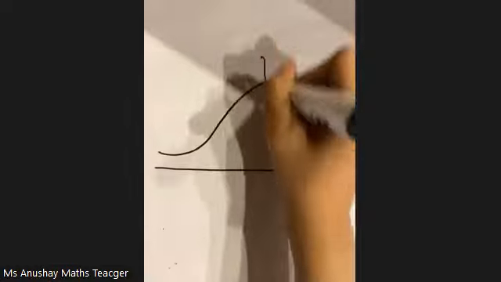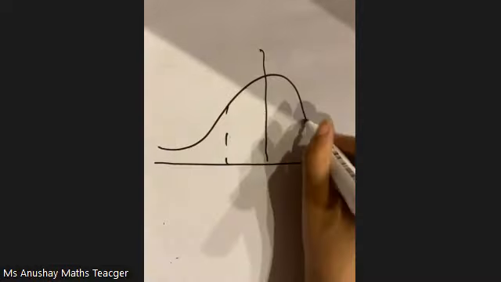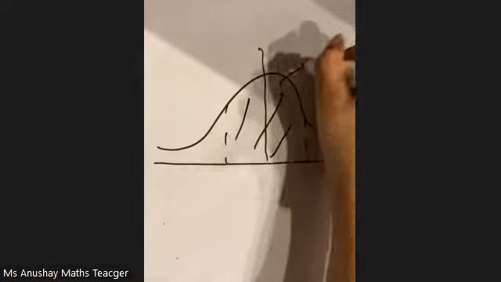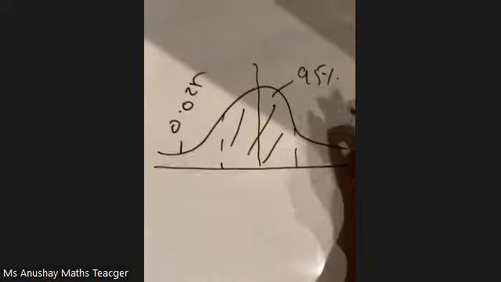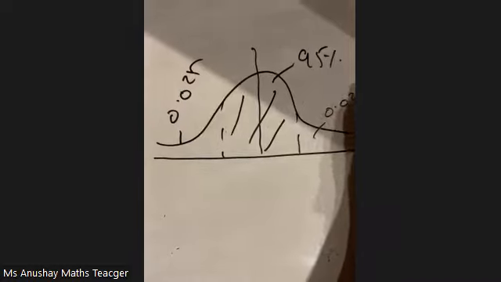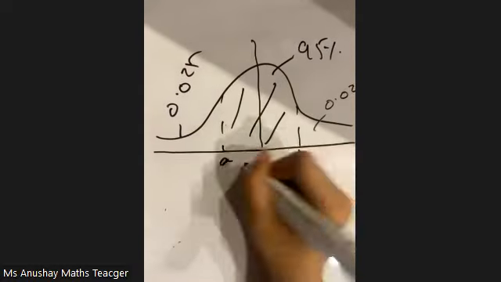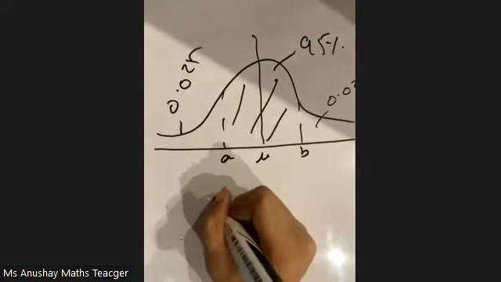Okay. Firstly, we know that it is 95%. From here till here is 95%, right? We know this is 0.025. We know this is 0.025. So we will say between point A and B.